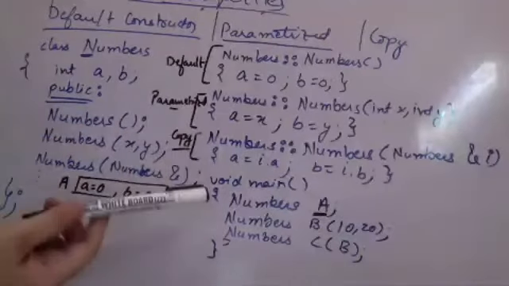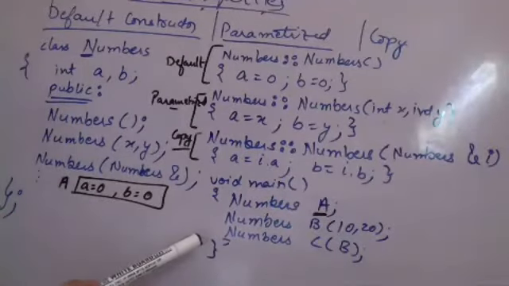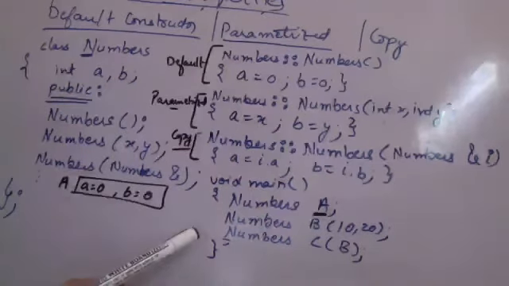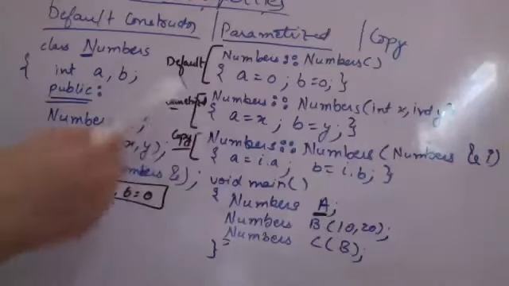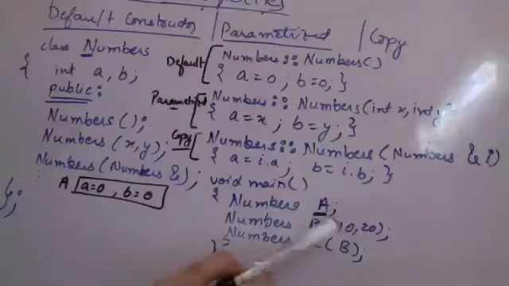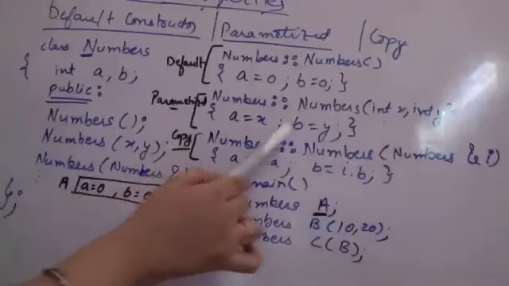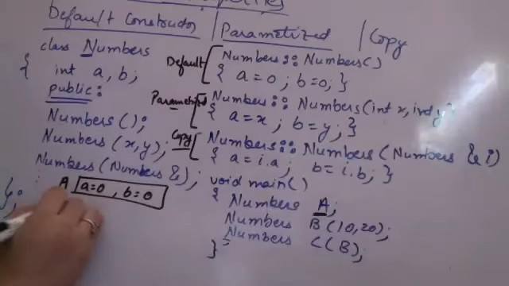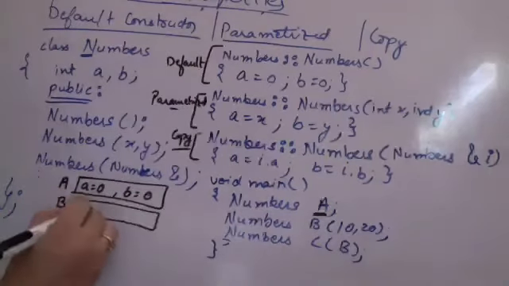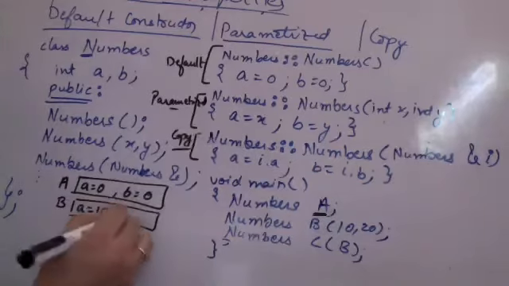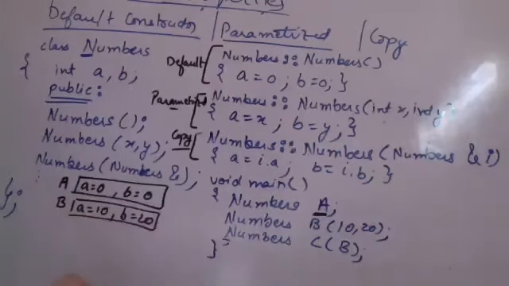So this is clearly dynamic initialization that we have done right now. And which constructor is being called is defined at the runtime. So for B, we are passing 10 and 20 as the parameters. So A is equal to 10, B is equal to 20. So when B is created, the parameters for the object B get the values 10 and 20.